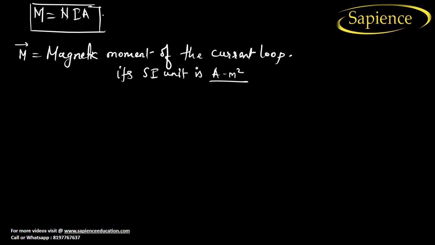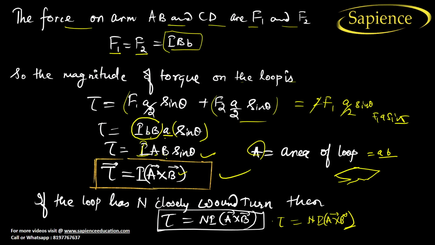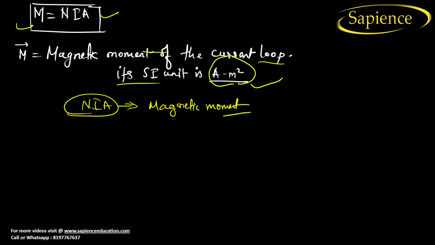So NIA, what is NIA? NIA is the magnetic moment of the current carrying loop. If you want to find a magnetic moment, this is considered as a magnetic moment, and its SI unit will be ampere meter square. So now you have understood how much torque is being applied: NIA cross B.